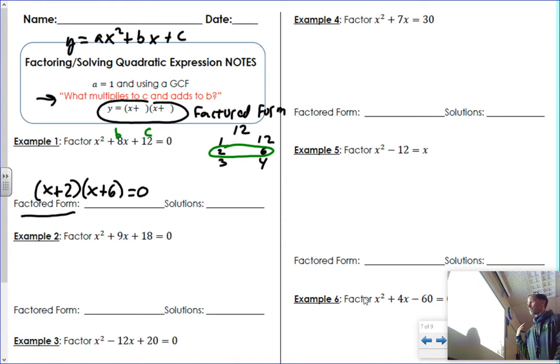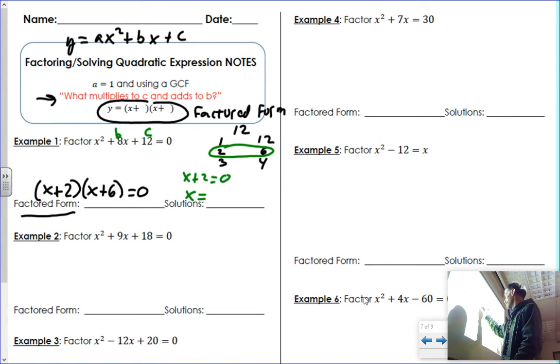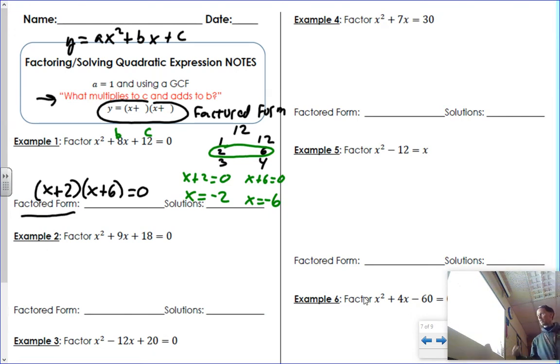Now for the solutions, we're going to take each of these factors, set it equal to 0, and then solve. So we have x plus 2 equals 0. That means x equals negative 2. And if we have x plus 6 equals 0, then the other solution is x equals negative 6. Okay, that's it. We have factored and solved that quadratic.